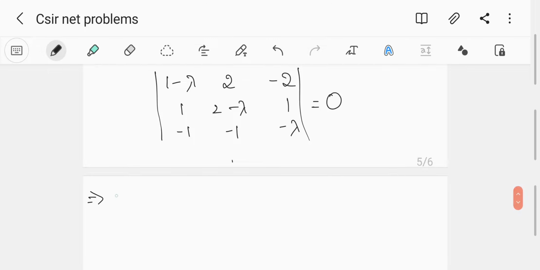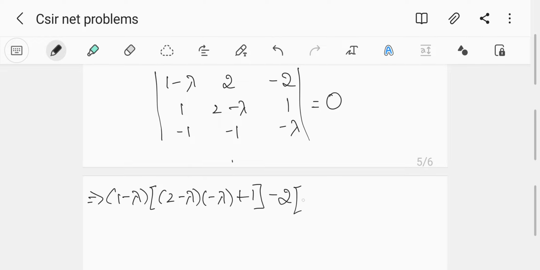So this implies 1 minus lambda into 2 minus lambda into minus lambda, minus of minus 1 into 1, that gives plus 1, minus 2 into 1 into minus lambda, which is minus lambda, minus of minus 1 into 1, which is plus 1, then minus 2 into 1 into minus 1, which is minus 1, minus of minus 1 into 2 minus lambda, which becomes plus 2 minus lambda, is equal to 0.